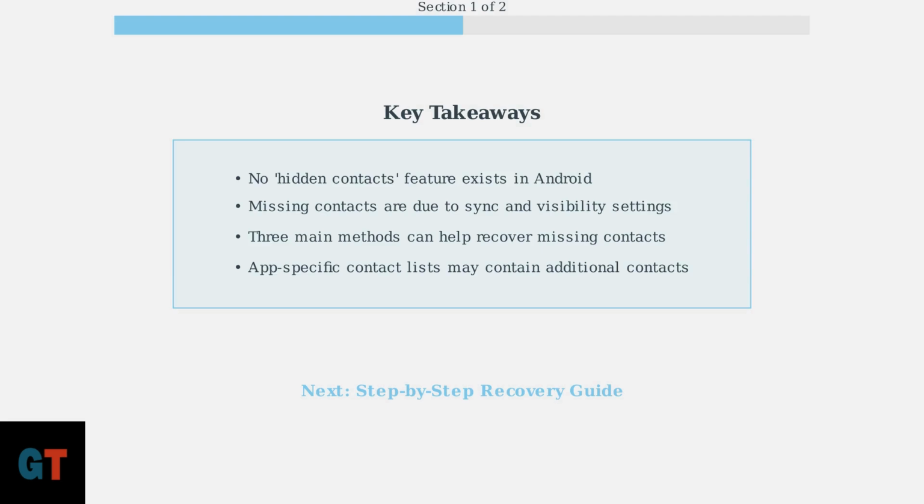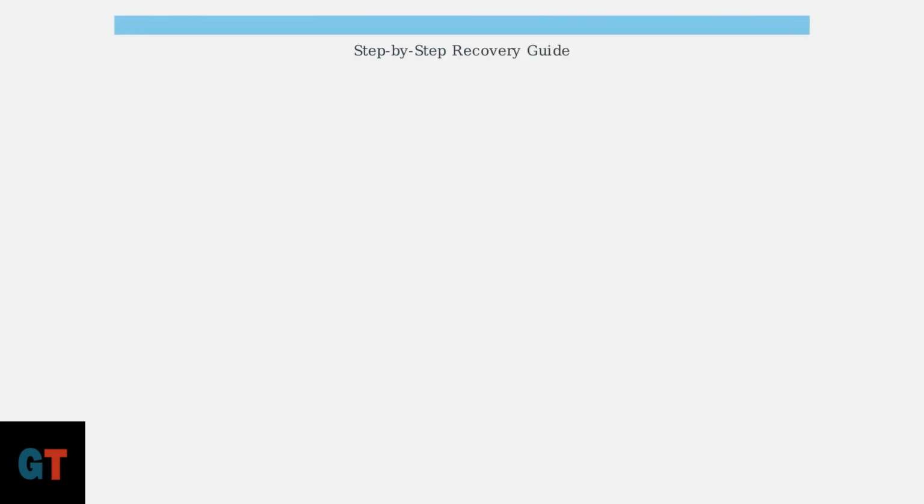In the next section, we'll walk through each method step by step to help you recover your missing contacts. Now we'll walk through each method step by step to recover your missing contacts. We'll cover three main approaches: account sync settings, contacts display options, and app permissions.